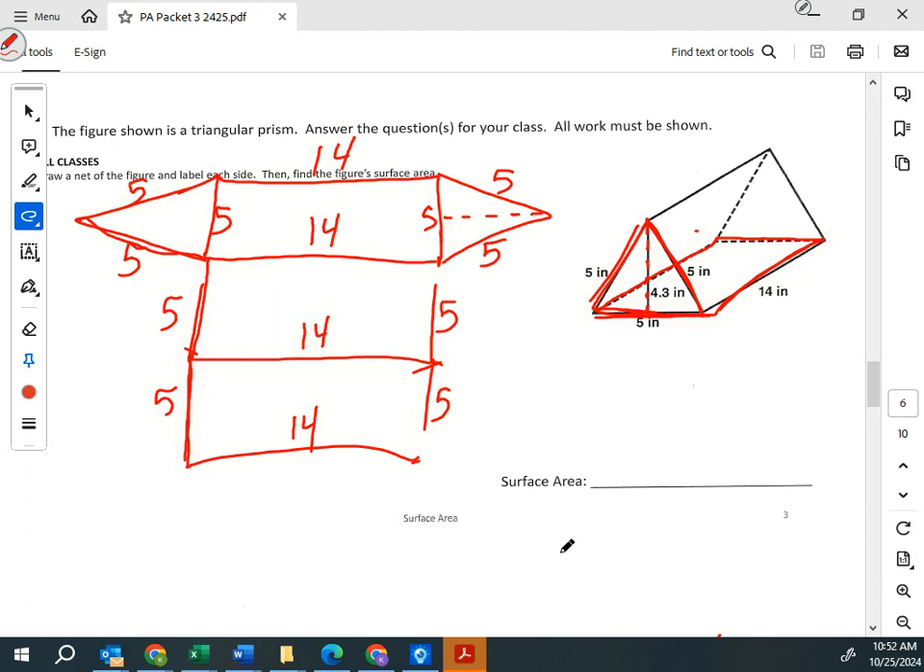So our height of our triangle is 4.3. The height, I'm doing it as a dotted line, so I remember that is the height.